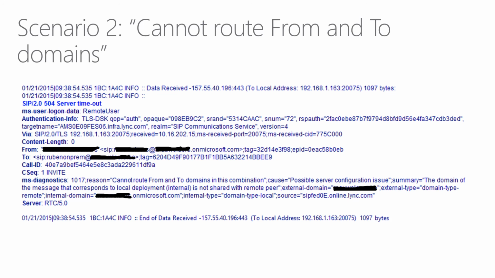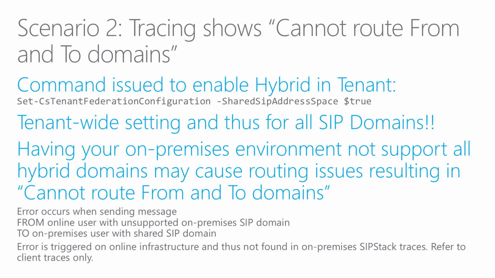Another frequent error that you can find with hybrid is the "cannot route from and to domains" error, like the following trace showing this error. When the tracing shows cannot route from and to domains, probably hybrid is not enabled, so you need to issue the command for the tenant's federation configuration with shared SIP address space set to true. It's a tenant-wide setting, and it's for all SIP domains. So when you are doing hybrid, you need to support exactly the same SIP domain list for both on-premises and online.